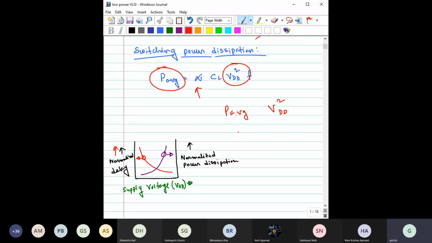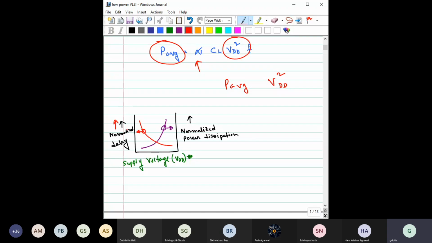Suppose you plot the normalized power dissipation with respect to the supply voltage. As you reduce the supply voltage, your power dissipation reduces substantially. But at the same time, at the expense of what? At the expense of increasing delay, right? Delay is increasing. But is there any way by which we can compensate, or do a trade-off between this delay and the power dissipation?